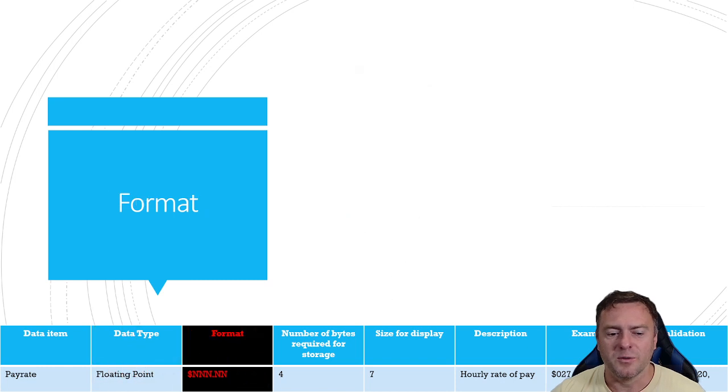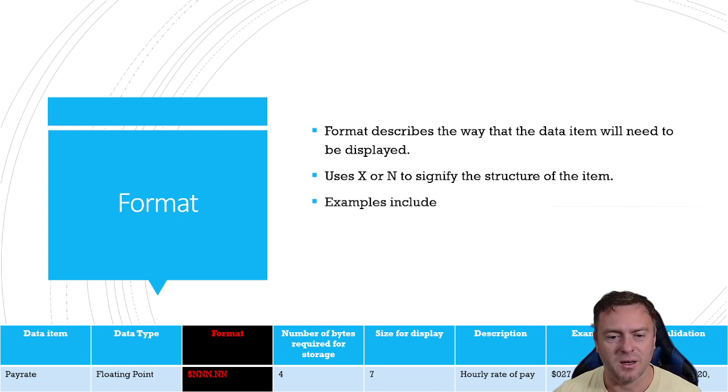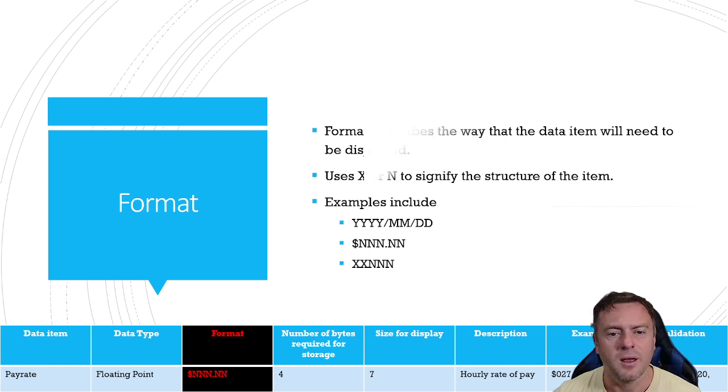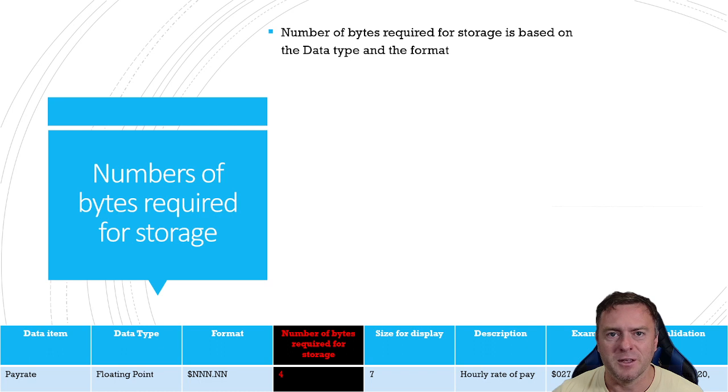You can then deal with the format, so that's the way that it's going to be displayed on the screen. X's represent characters, where N represents the numbers that you're going to deal with. For example, year as well, you can use that for date, and then there was the pay rate, and then there was the ID. Then the number of bytes required for storage, like we've talked about, is based on the data type and the format that's going to be outputted.